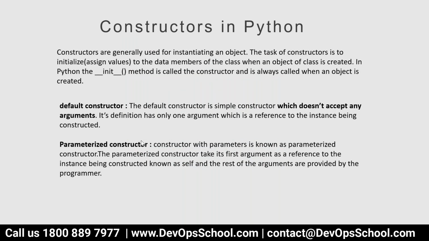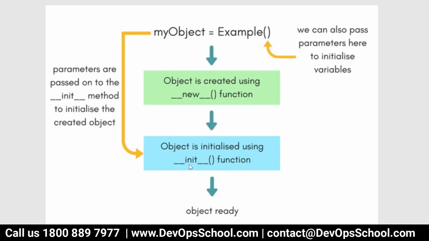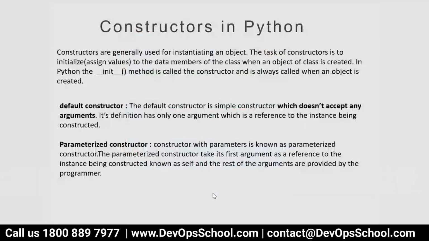So when you create a class, you have something called a constructor. Look at this here. This is an example of a class. Here my object is equal to example, and this is the one class example. Here you see that it has a default constructor. So what is a constructor? Constructors are generally used for instantiating an object.